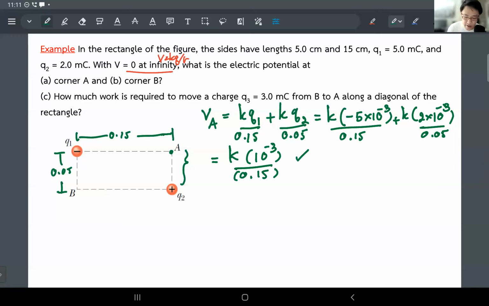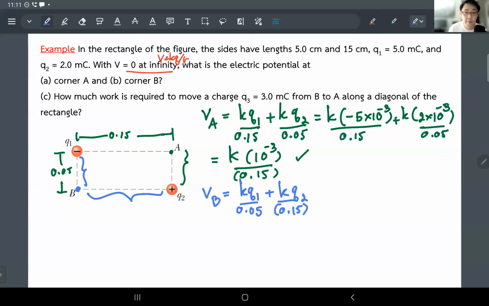Now, next, figure out what is the potential at point B, guys. Same thing. You're going to have the contribution from Q1, so it's going to be kQ1. Now the distance is 0.05. Cool. Plus k, the contribution from Q2, and the distance is now 0.15. No problem. Okay, substituting the numbers, don't forget the sign.